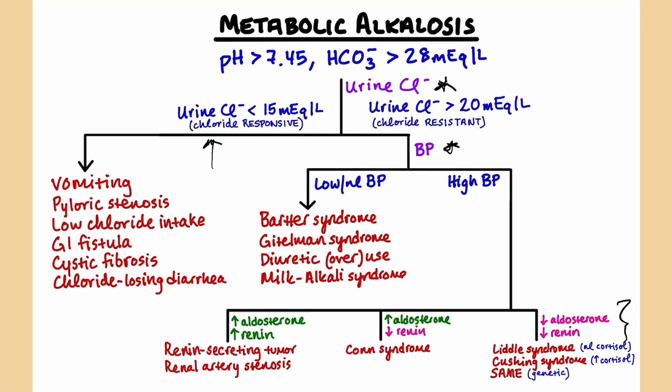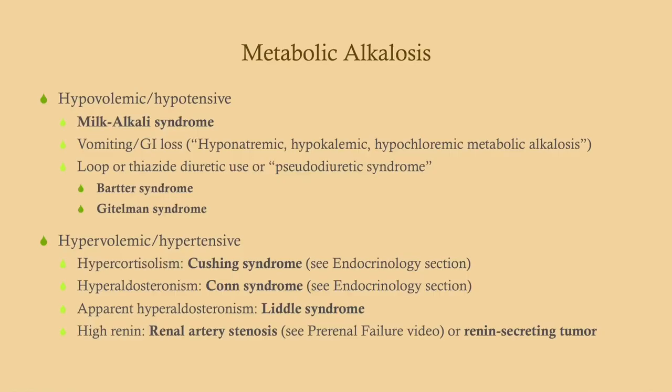However, if the problem is with the kidneys, let's say you're dealing with a channelopathy like Bartter's or Gitelman's, or if it's hormonal, like Conn syndrome or Cushing syndrome, then the problem is with the kidneys. And so you are losing chloride inappropriately. So that's something that you want to check out, and you just do that by getting a urine chloride.